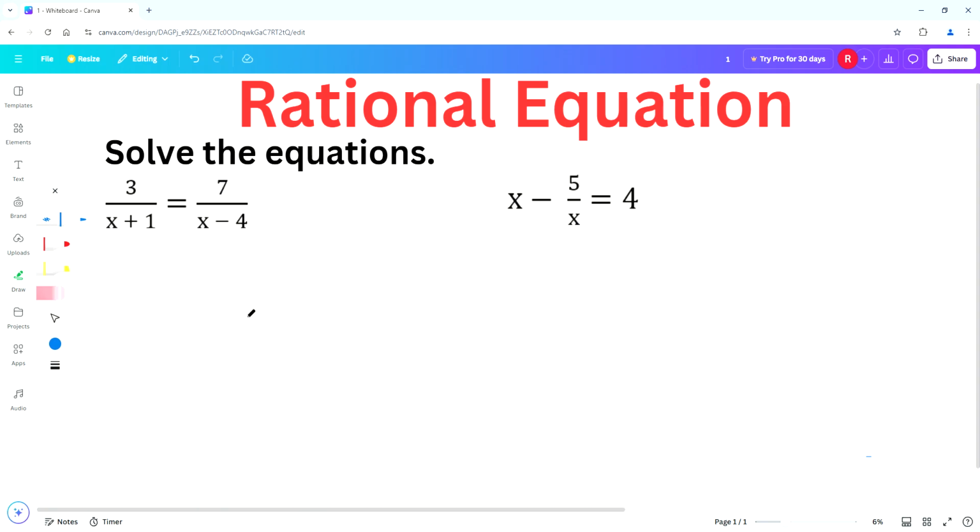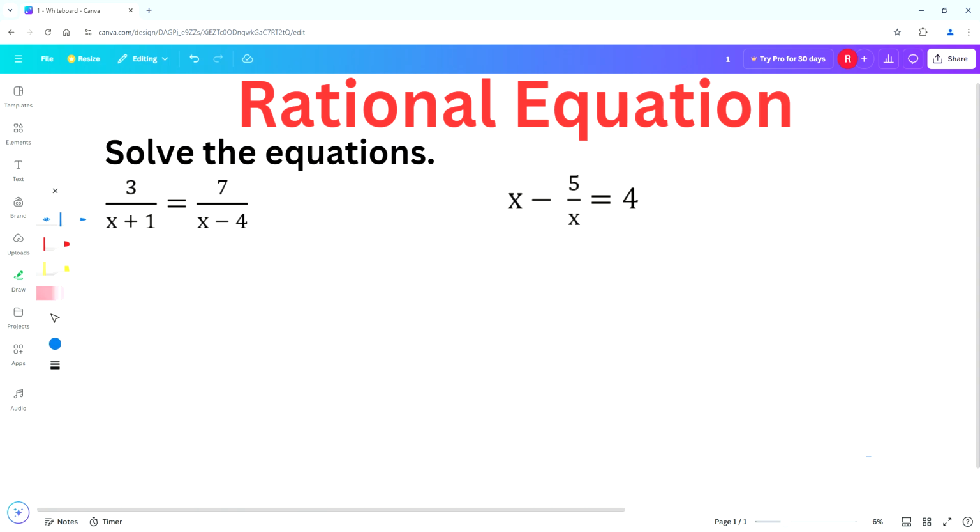In this video, we'll solve these rational function equations. Let's start with the first equation. On the left side, 3 over x plus 1 equals 7 over x minus 4. The first step is to find the restrictions for this rational function equation. We can find the restrictions by setting the denominator expressions equal to 0 one by one and solving for x.